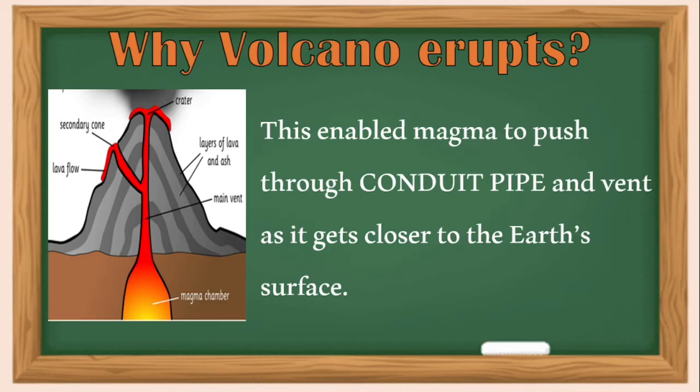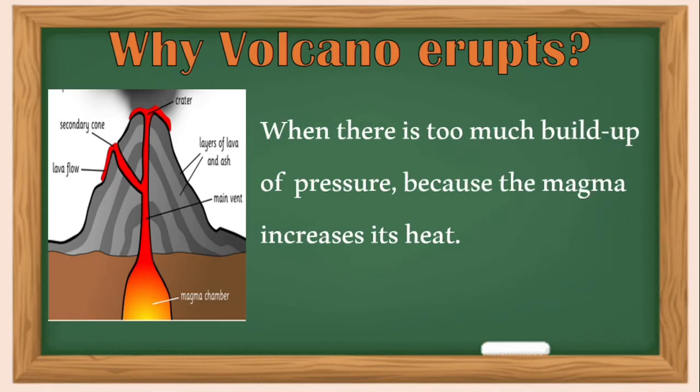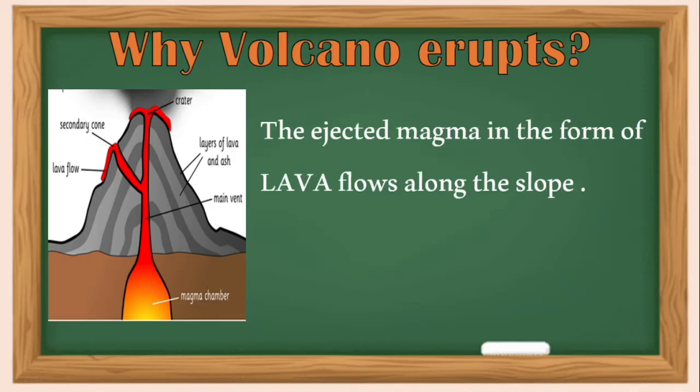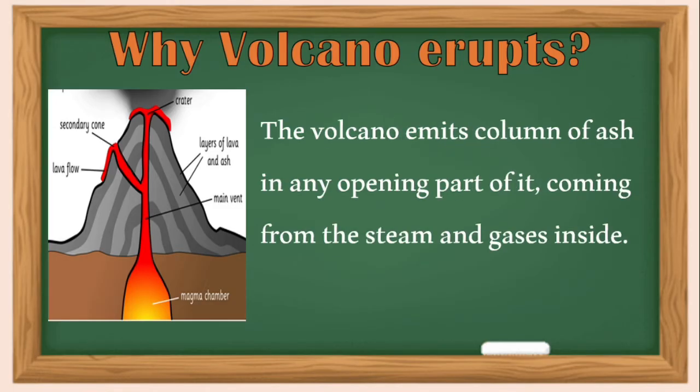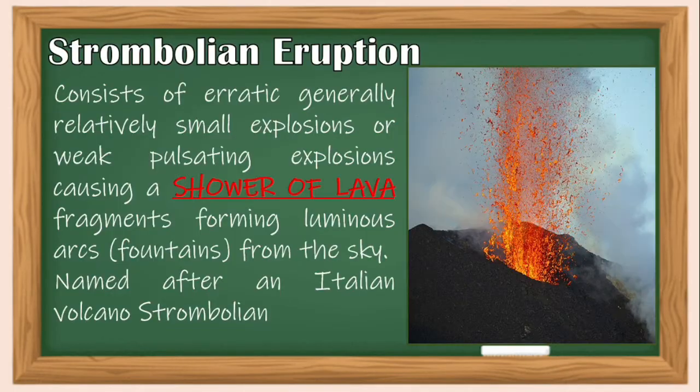When there is too much buildup of pressure because the magma increases its heat, the magma in the form of lava flows along the volcano slope. The volcano emits a column of ash from any opening part of it, coming from the steam and gases inside. There are different types of volcanic eruption.